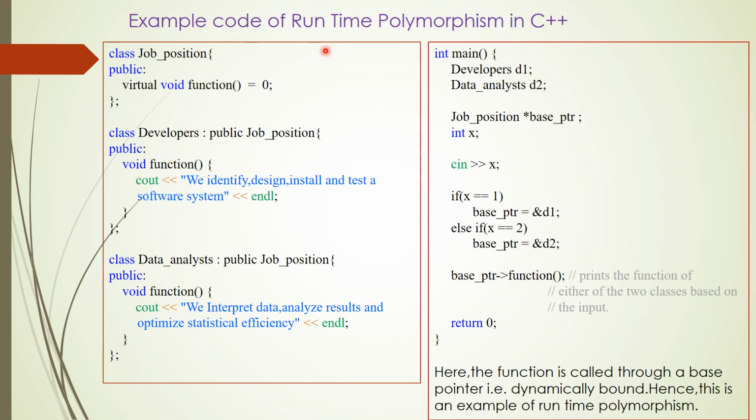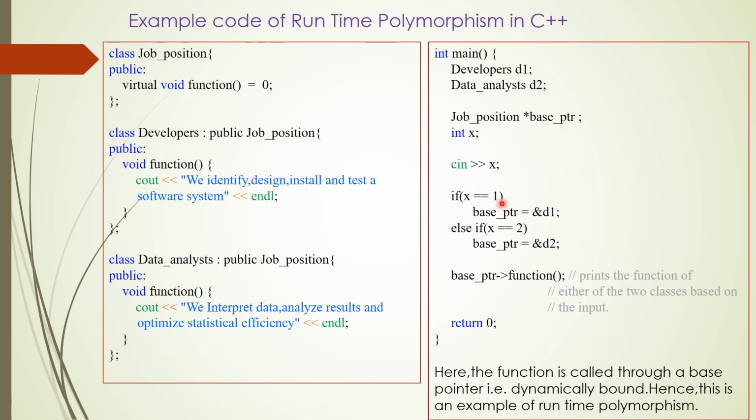Here we have an example code of runtime polymorphism in C++. Again, we have a base class, but this time the function is a pure virtual function with no body. So the base class is an abstract class and we cannot declare an object of this class. Again, we have two derived classes which inherit the base class, and again the function in both of these classes overrides the function in the base class. In main, we declare two objects of the derived classes, d1 and d2, and we also have a base class pointer. We take an input from the user.